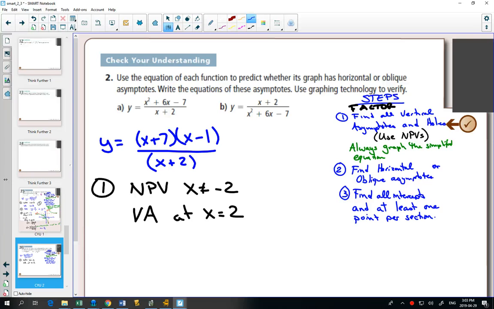Now step 2, we still got the original equation. In step 2, we can decide, is there going to be a horizontal asymptote or an oblique asymptote? In this situation, we look for the highest degree. The highest degree is an x squared, a degree of 2. That's in the numerator. What happens when the degree is larger in the numerator? That is the third thing that we noticed this morning, and that would be an oblique asymptote.